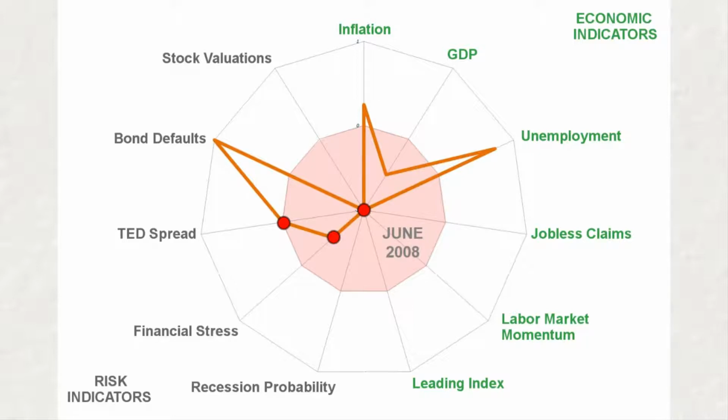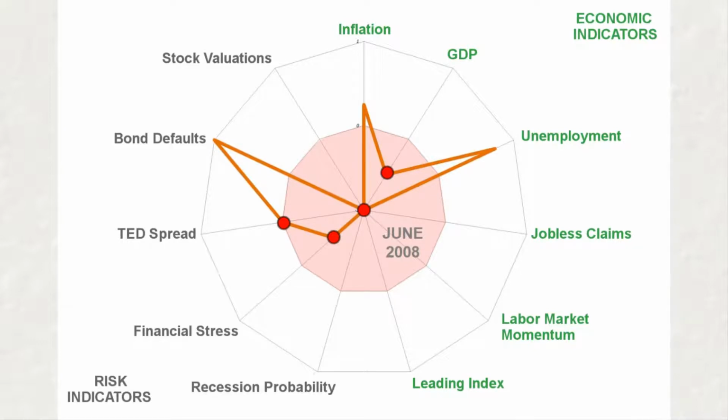Goldman Sachs and Morgan Stanley, the last 2 independent investment banks, were forced to become bank holding companies subject to greater regulation by the Federal Reserve. By this time, the S&P 500 had fallen 25%, and it was clear the U.S. economy was headed for a recession.